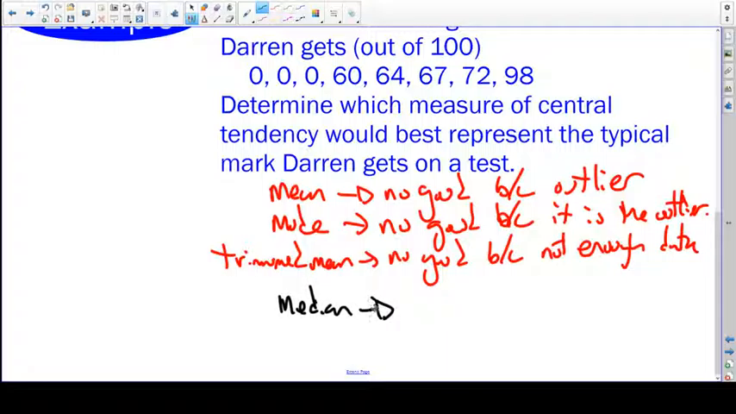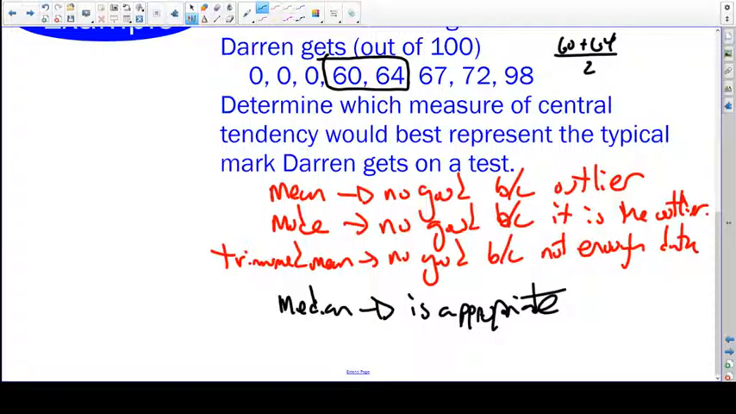So the median is appropriate. Can we test that hypothesis? Well, we have 8 numbers, and we have 2 numbers that live in the middle. If we add those 2 numbers and we divide by 2, we're going to get 62.